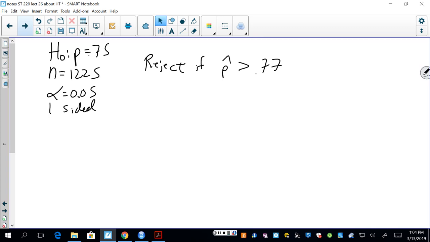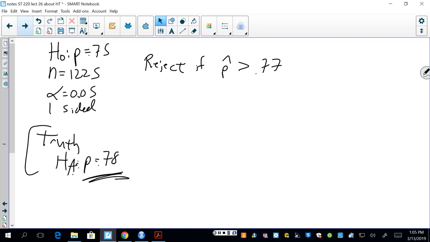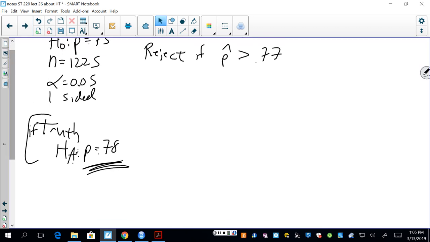What if the truth, what if HA, really was 78%? What if there really was a bigger difference, and our new measurement was really better? What would be the probability we would reject 0.75 based on a new sample of 1225 if this were true? Then we still reject at this level. The probability we reject the null hypothesis, given that the alternative is true, is the probability that our p hat is greater than 0.77.